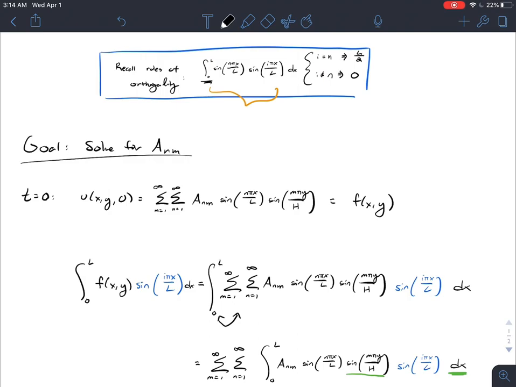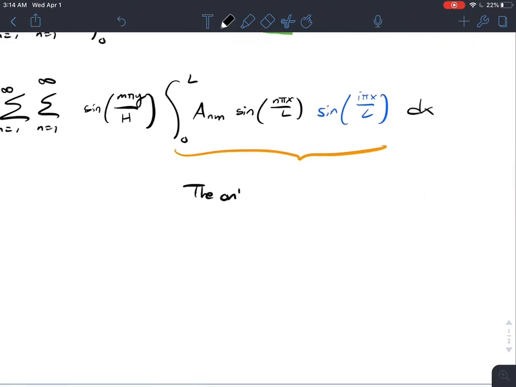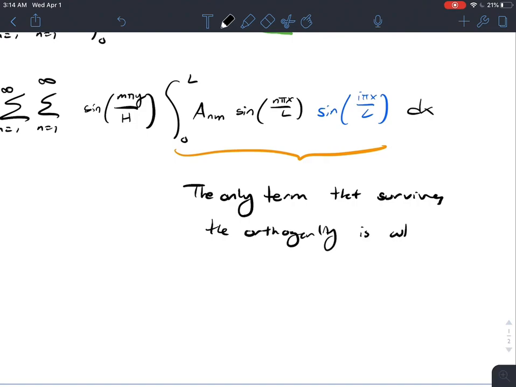So the takeaway from this is that for that orthogonality condition, the only term that survives in this entire summation, I'm going to write this out explicitly, the only term that survives the orthogonality is when n is equal to I. For all other I where n does not equal I, the integral is equal to 0. Great.